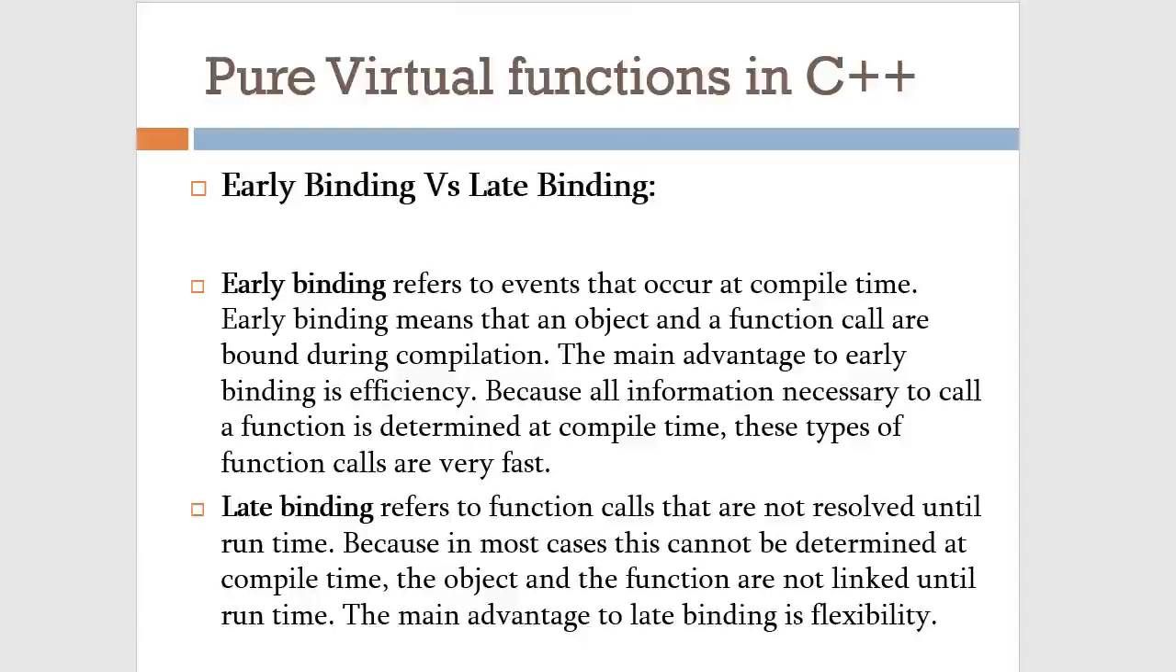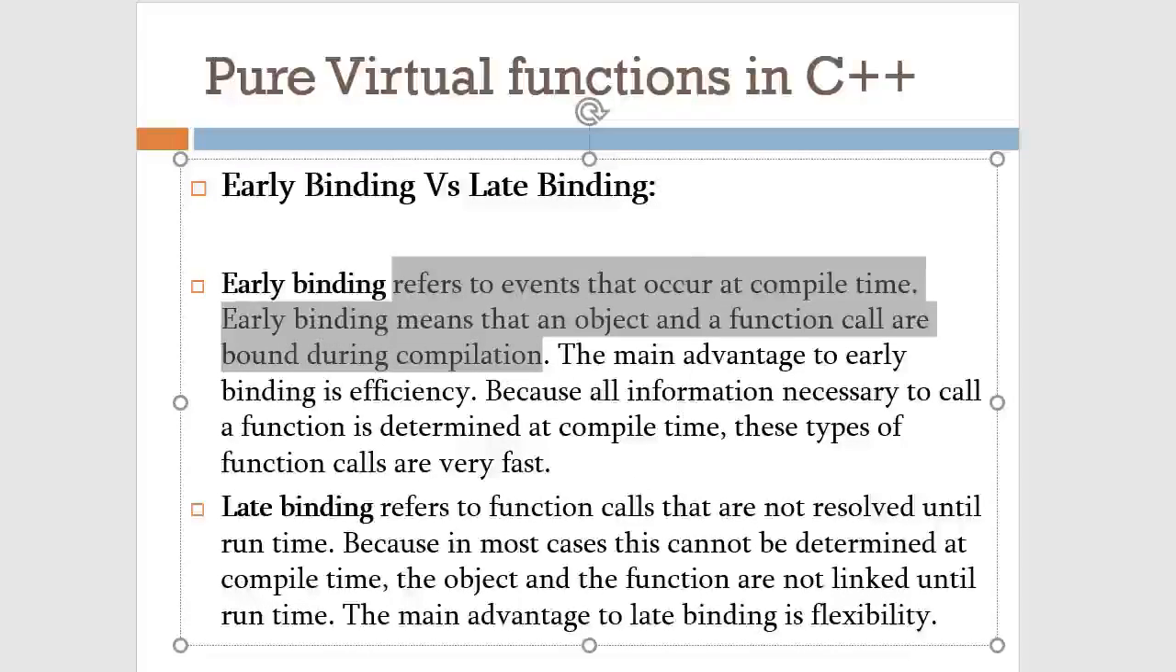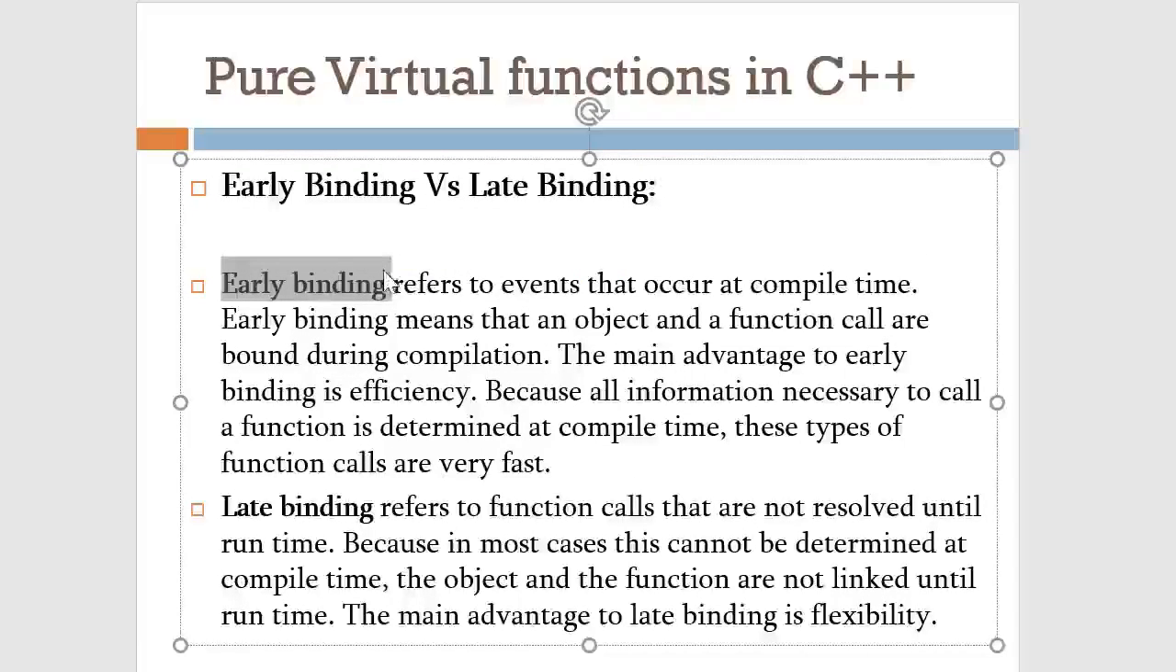Now let's discuss one of the two important points that are frequently talked about when you deal with pure virtual functions or virtual functions, that is early binding versus late binding. Early binding and late binding are related to runtime polymorphism. So first, let's understand what early binding is. Early binding refers to events that occur during the compilation time. Early binding means that an object and a function call are bound during the compilation.